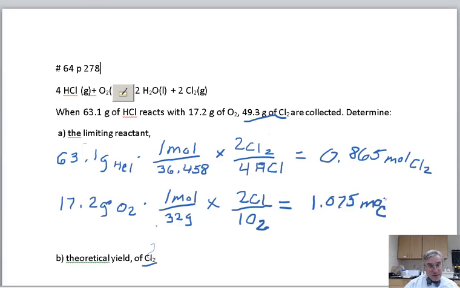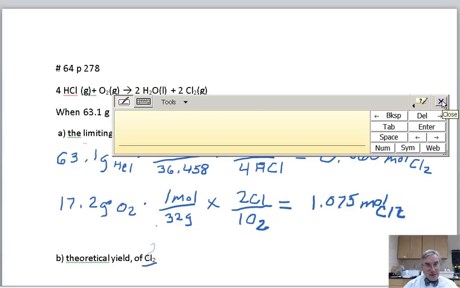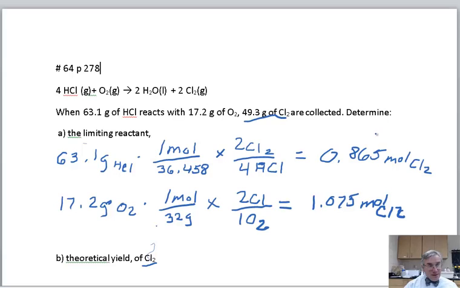Now what's weird about that is we started off with only 17.2 grams of O2, but because you only have one molecule of O2 reacting, you can actually make more chlorine with that 17.2 grams of O2 than you can 63.1 grams of hydrochloric acid. So you get only 0.865 moles of chlorine. So that means that the hydrochloric acid here is the limiting reagent.